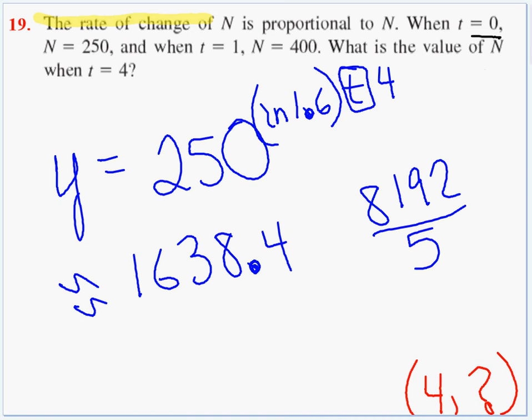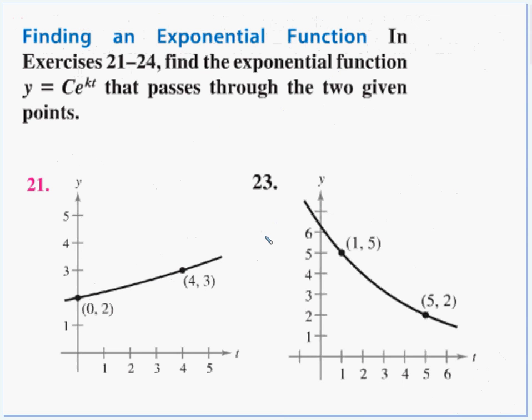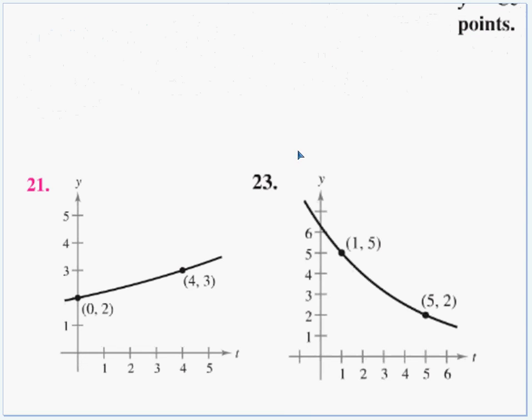Okay, I think we got 2 more to go. Similar to this, 21 and 23. 21's the easier variety. We do have the time 0 initial condition, and then we have another point to solve for k. 23 is one of the harder varieties, like that last example in the notes. So the directions are simple. Find the exponential function that passes through the two given points. Here they give us permission, we're allowed to use y equals ce to the kt.